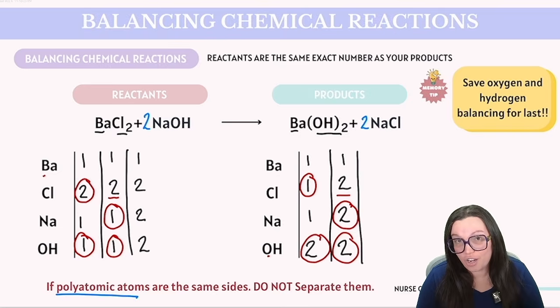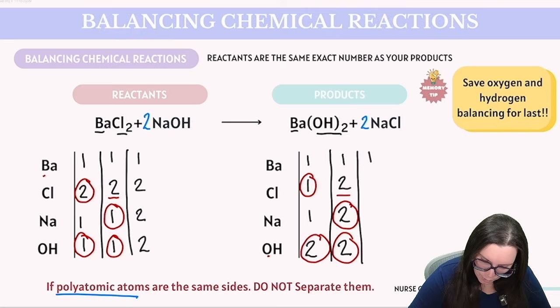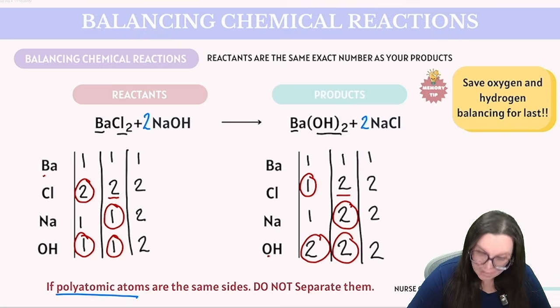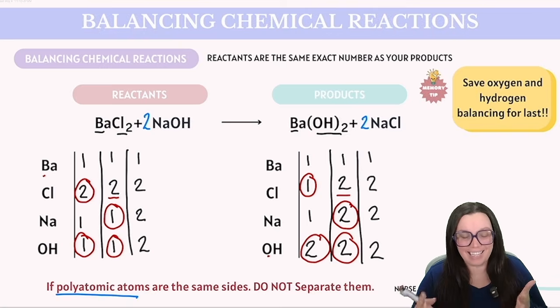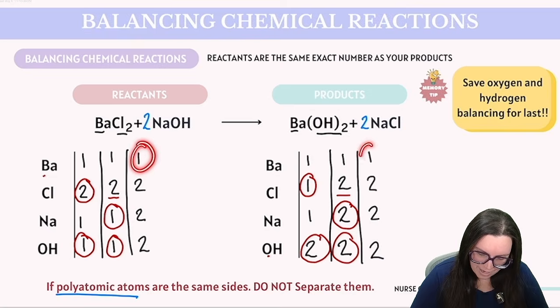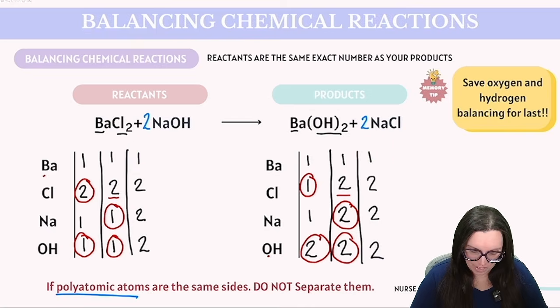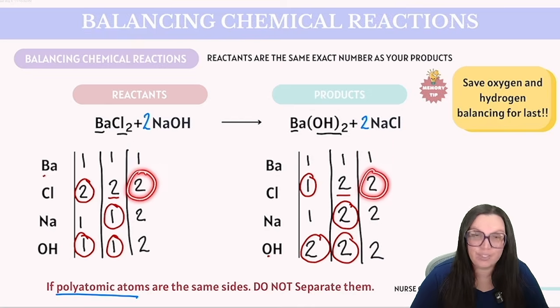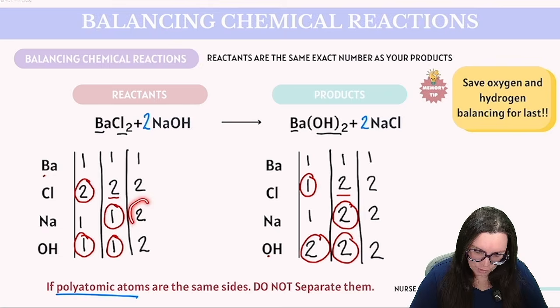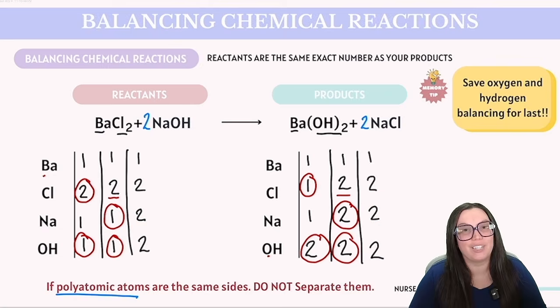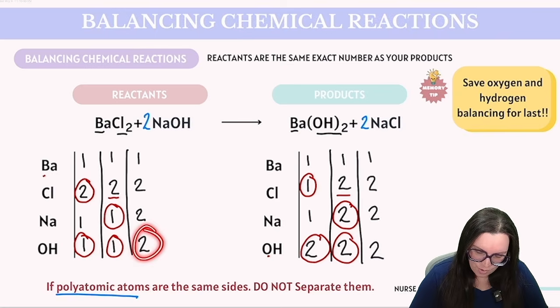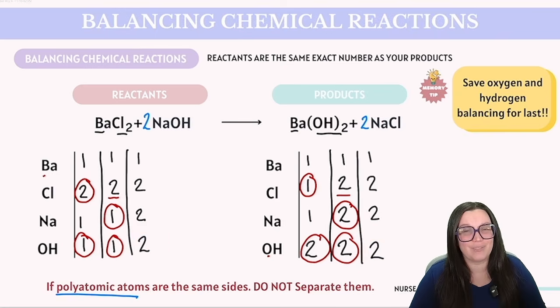Nothing changed on our product side, so we're just going to pull those numbers over again like we did the last time. So now let's tally everything up. We have 1 Ba on both sides of our equation. We have 2 Cl's on both sides of our equation. We have 2 Na on both sides of our equation. And we have 2 OH on both sides of our equation.